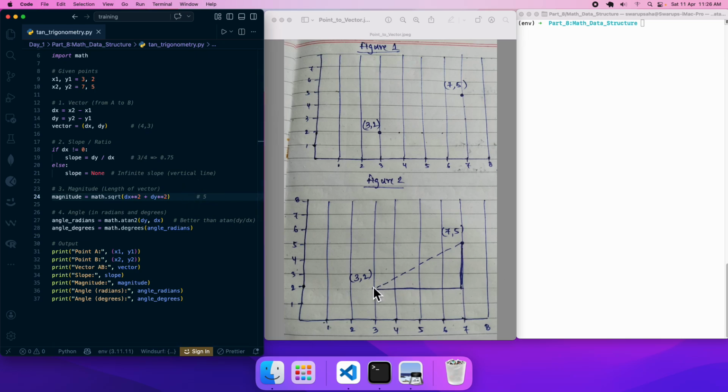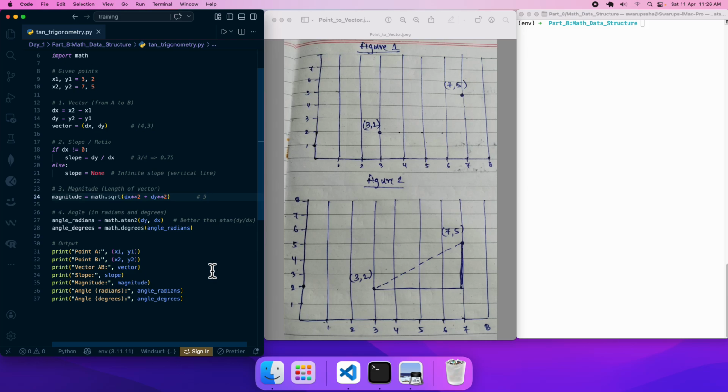So this is the length of the vector. As we said, the vector comes with two properties: it has a length and a direction. So in order to find the direction, what do we have to do? Now we have to find the angle. In order to find the angle, math provides us a special function called atan2.